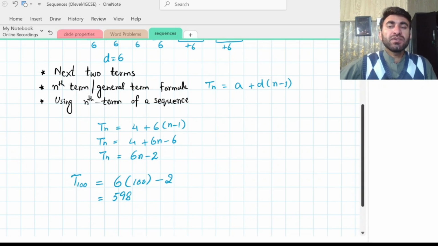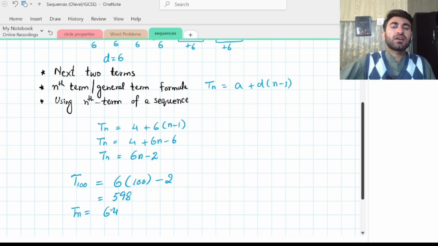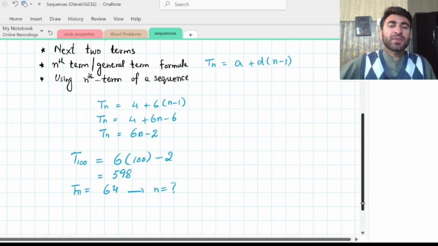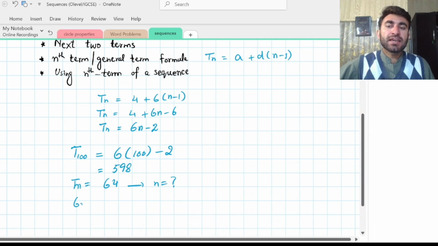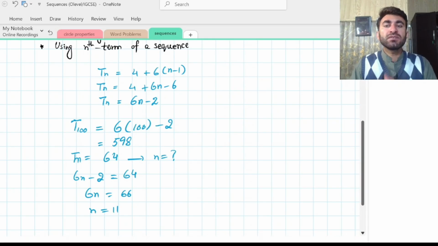Similarly, we can also find the term number of a given term of the sequence. Let's suppose that they say that the nth term of a sequence is 64, and find the value of n. As we know, the nth term formula for the sequence is 6n minus 2. So it equals 64. Now move 2 to the right hand side, so 6n becomes 66. So n becomes 11, which means that 64 was the 11th term of the sequence.